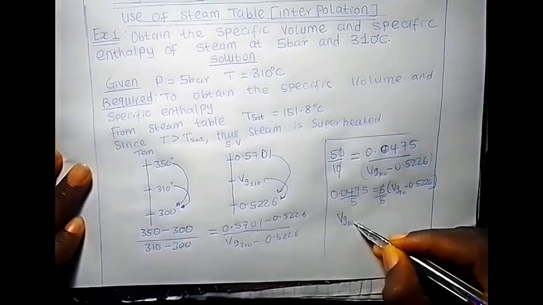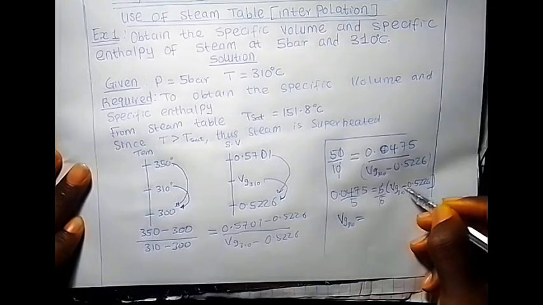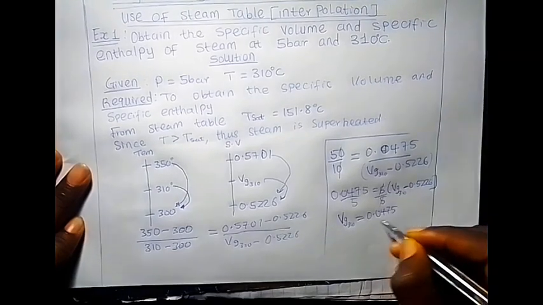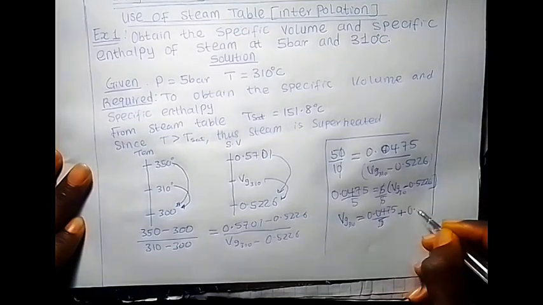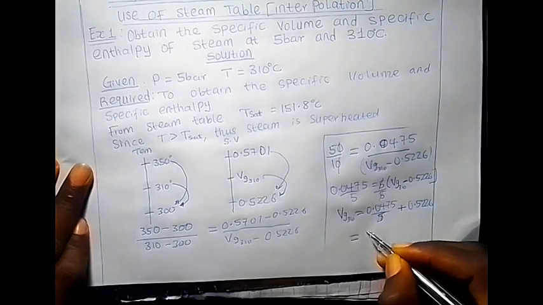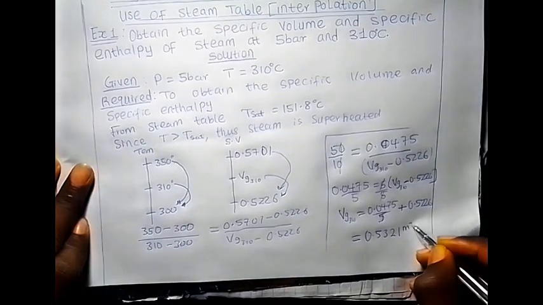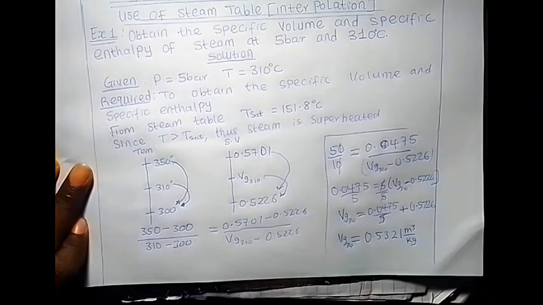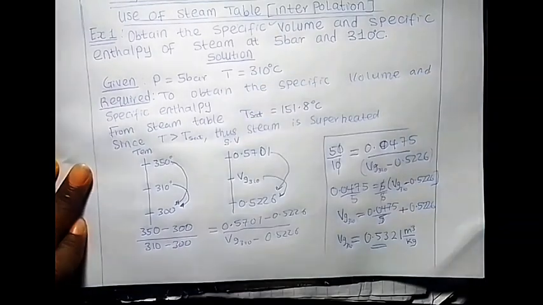So if we make VG of 310 the subject, we'll take this over to this other place, and this minus will turn to plus. It should now be 0.0475 over 5 plus 0.5226, because this is changing. The final answer you should get, if you do it correctly, should be 0.5321 meter cube per kg as your VG of 310. So this is your final answer for this question, and this part is what we did.